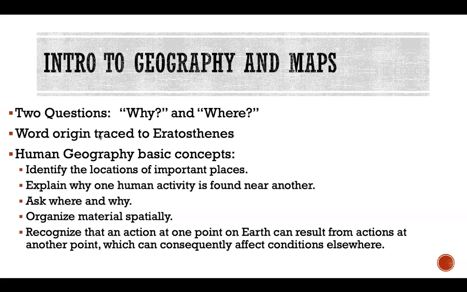All right, and then you also need to be able to recognize that an action on one point of Earth can result from actions on another point, that there are connecting points there, right? And we can consequently affect conditions elsewhere. All right, so you'll see kind of a global effect in this, right, and how things in one spot affect you, either on a local or a state level, or a national or a global level.